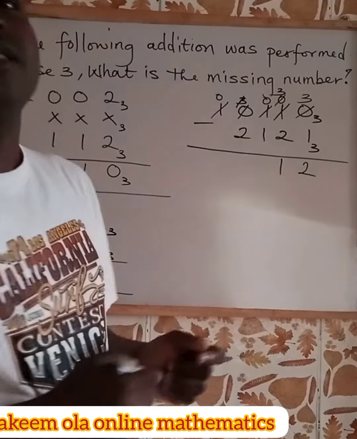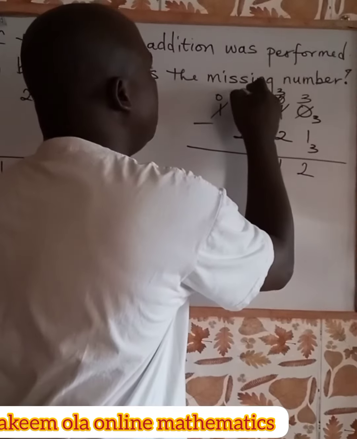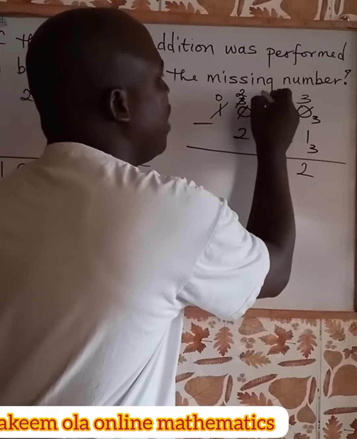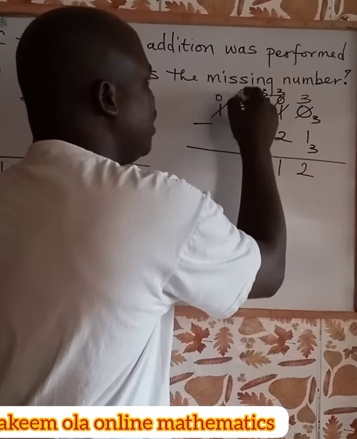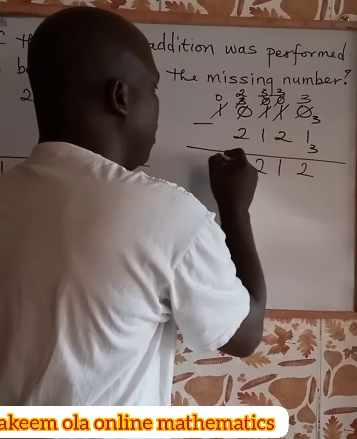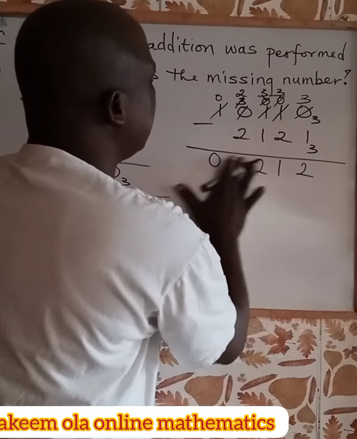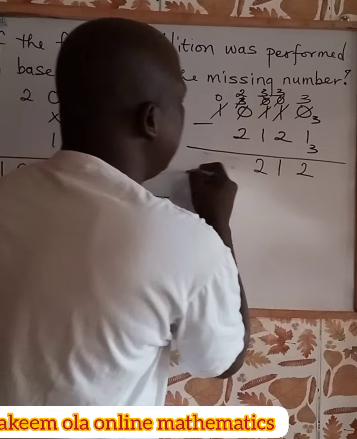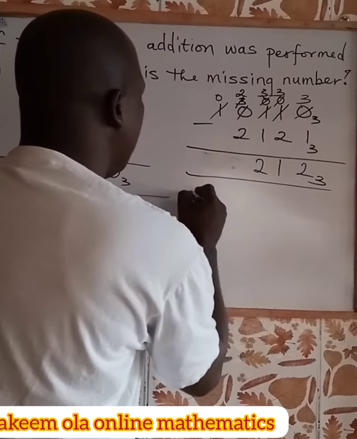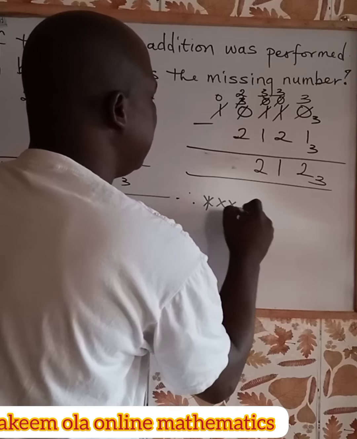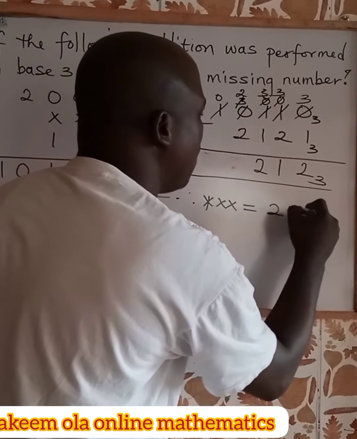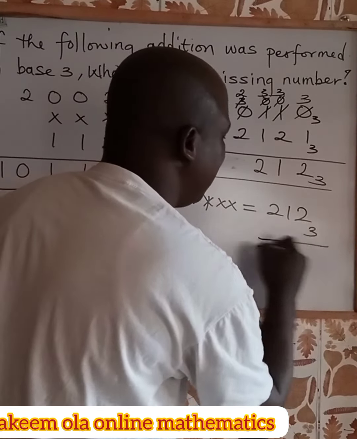If you borrow 1 from 3, this one will remain 2. Then here you have the 3. 3 minus 1 now will give us 2. Why this one is 2 minus 2 is 0. The 0 is useless. I will cancel it. So our final answer now will be 3. So therefore, our x will be equal to 212 base 3.